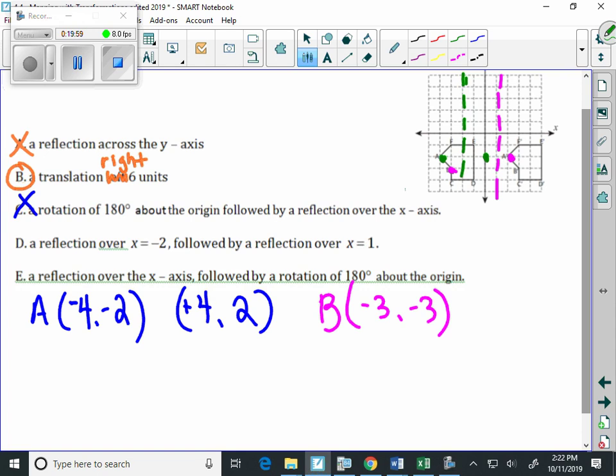a reflection over x equals -2. So we're going to flip it over that green line. This purplish pink point is one space away, so on the other side, one space away. Well, now that purple pink point is two spaces away from the purple pink line. So on the other side, two spaces away, lands right here. And that second one works.